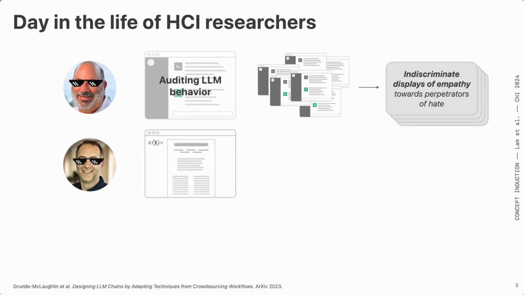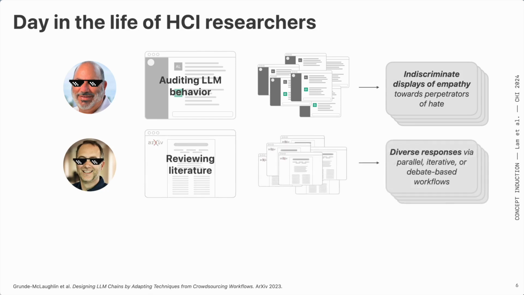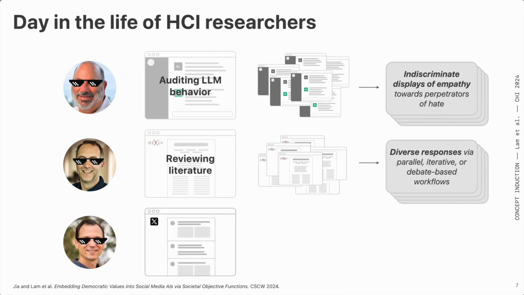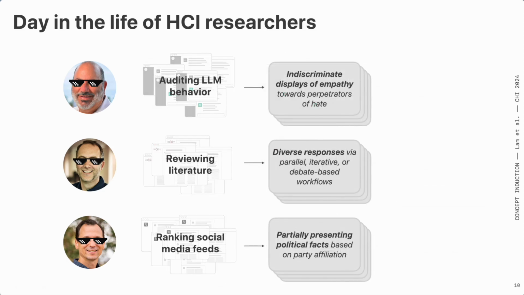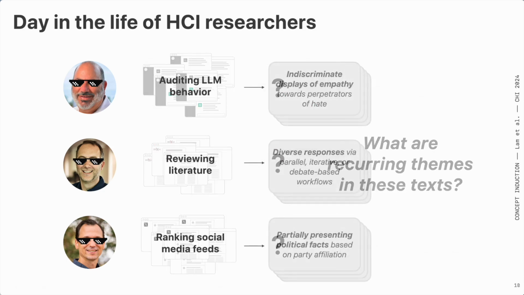Researchers in another group are exploring parallels between the LLM chaining and crowdsourcing literature. From over 100 papers, they report a theme of diverse responses gathered using parallel, iterative, or debate-based workflows. Another group of researchers is analyzing the impact of politics on social media. From hundreds of posts, they find some salient themes, like posts that only partially present political facts based on party affiliation. As you might be noticing, researchers often run into a similar problem.